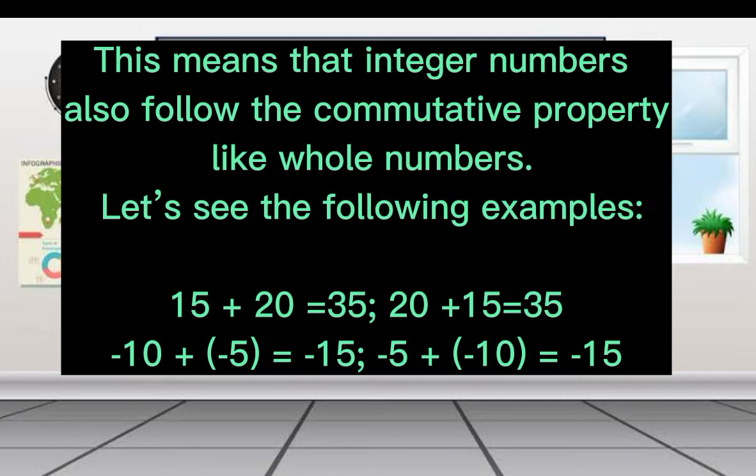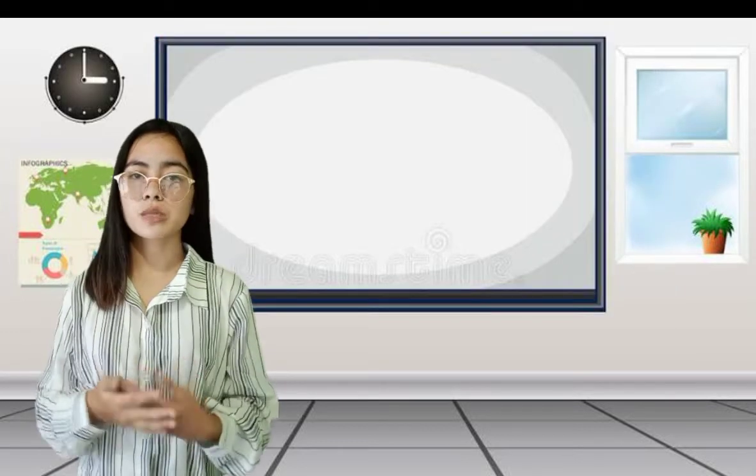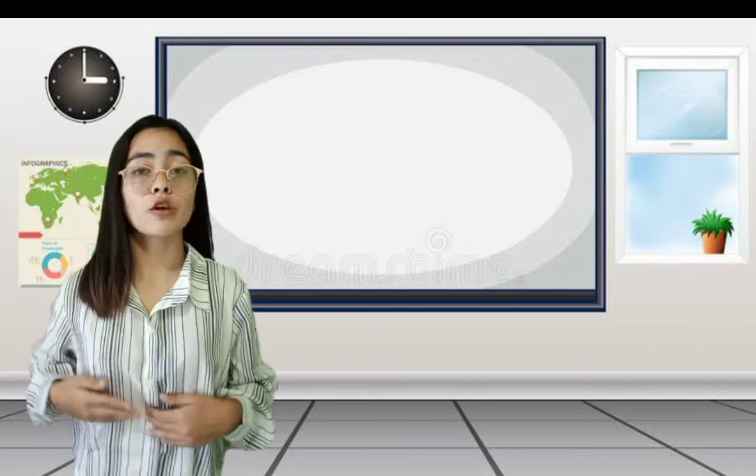Let's see the following examples. 15 plus 20 equals 35. Hence, 20 plus 15 equals 35. Negative 10 plus negative 5 equals negative 15. Hence, negative 5 plus negative 10 equals negative 15. Those examples prove that addition of integers is commutative.